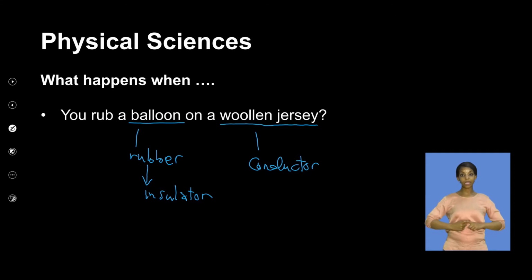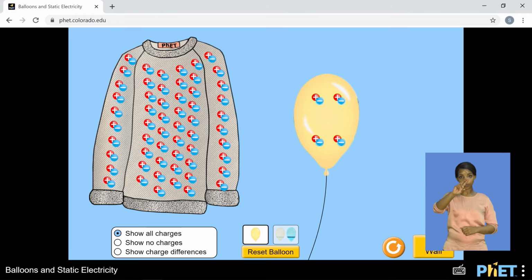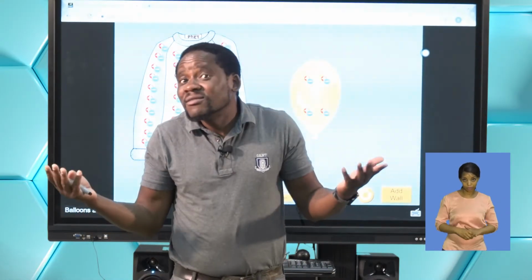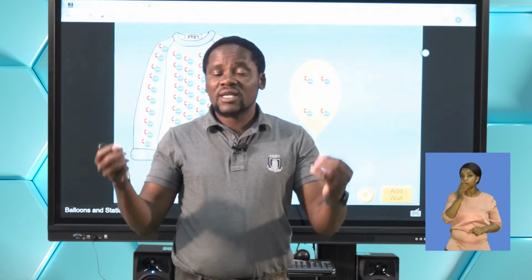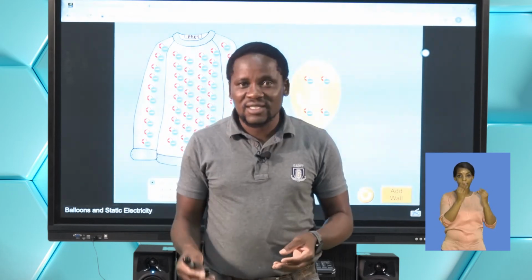If these two are rubbed against each other, we've got a scenario here that I just want us to look at. Here's a typical example of a balloon. Now, what is happening? The balloon is neutral. Let's break it down. When a material is neutral, does it necessarily mean that it doesn't have any charges? Definitely not. It means the number of positive charges equals the number of negative charges. Hence, the net charge is equal to 0.